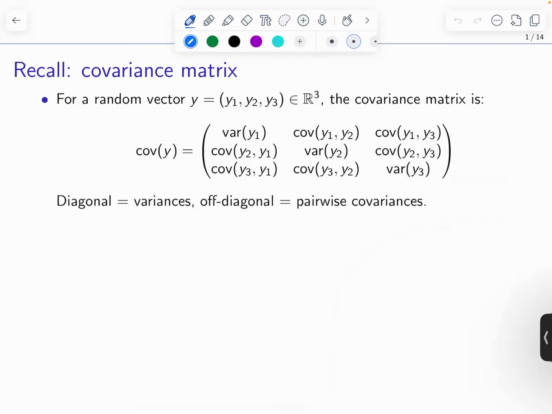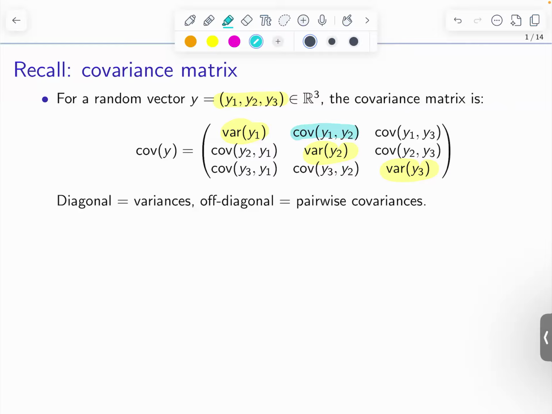Okay, so we had the definition of a covariance matrix of a vector. So we have a vector y. In this case, it has three coordinates. These are all random variables, and the covariance would be a 3 by 3 matrix. The diagonal entries would be the variances of the coordinates, and the off-diagonal elements are the cross covariances. So the 1, 2 element that we get is just the covariance and cross covariance that we know, so it would be the covariance of y1 and y2.